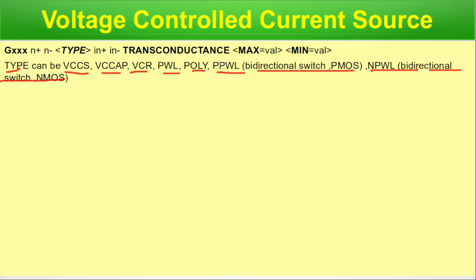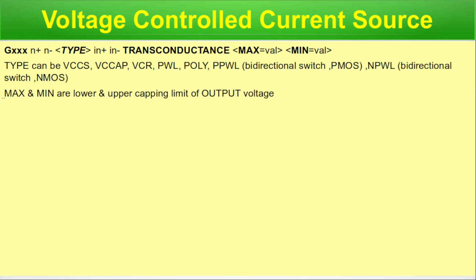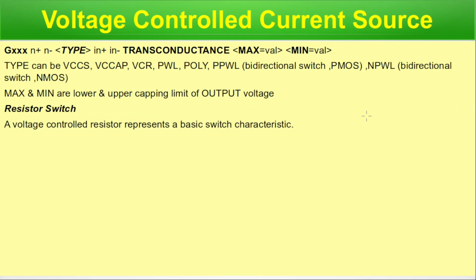So here we have a what? PWL, and you will see in the example how this PWL is signified through the code. Max and mean are the upper and lower capping limits of the output voltage. That means this one, right? Resistor switch, let us see an example here. A voltage controlled resistor represents a basic switch characteristic. How?